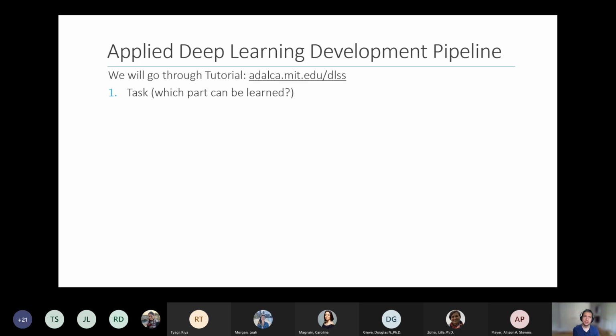This is something we'll cover in more detail in later lectures, but I do want to emphasize that a lot of times it's best not to assume that deep learning will solve your entire problem from start to end, but to think about what parts of the problem machine learning can help with.